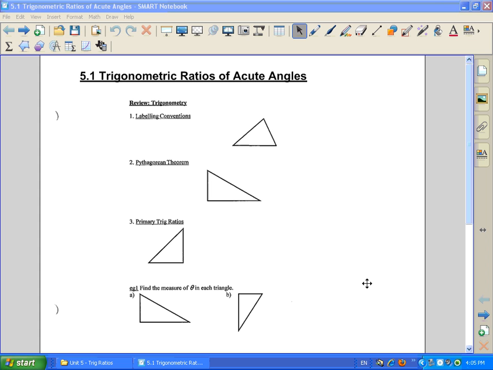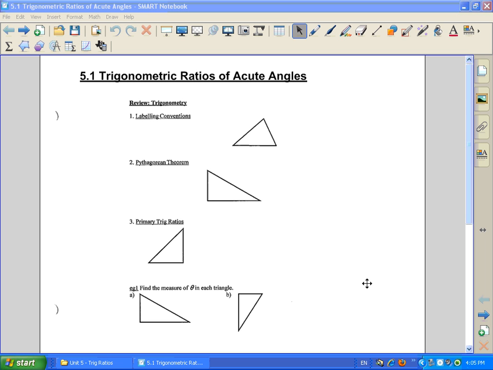Welcome to our first official lesson of trigonometric functions. I know that you did a little quick review last class probably, but this is our first official lesson, so you'll have some homework with this as well. So we're taking a look at trigonometric ratios of acute angles, okay?